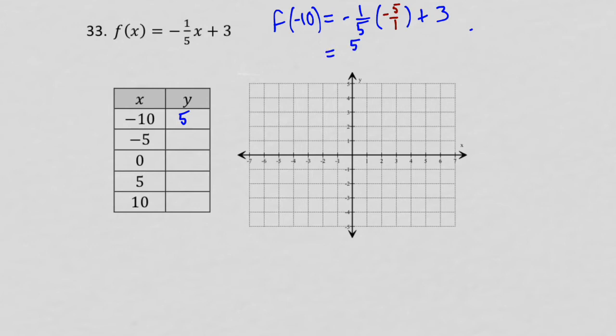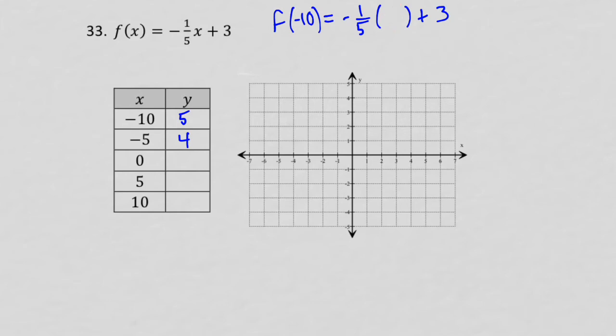1 times 5 is 5. 5 times 1 is 5. Right? Numerator times numerator, denominator times denominator. Plus 3. 5 divided by 5 is just 1. So it's just 1 plus 3, which is just 4. Done with that one. Let's do it again with 0.